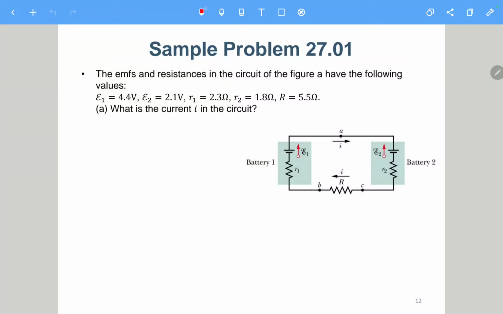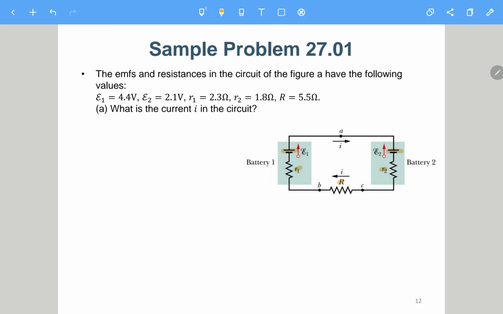Okay, so let's take a look at a sample problem. Here it says that the EMF and resistance in the circuit of figure A have the following values: E1, E2, R1, R2, and capital R. What is the current I in the circuit? Here we have E1, E2, and R1, R2, and capital R.